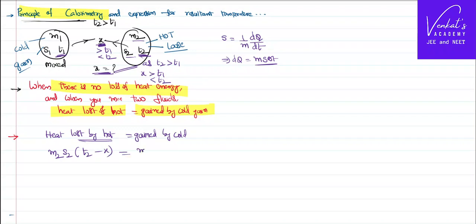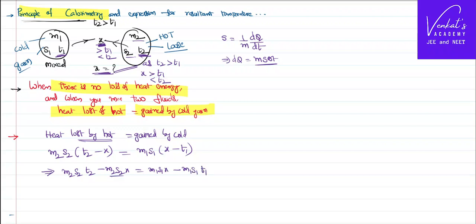Heat gained by the cold body is mass m1, specific heat s1. Its temperature increases from where to where? T1 to X. So the temperature difference is X minus T1. This is the principle of calorimetry. Let us simplify this further. m2 s2 T2 minus m2 s2 X equals m1 s1 X minus m1 s1 T1.